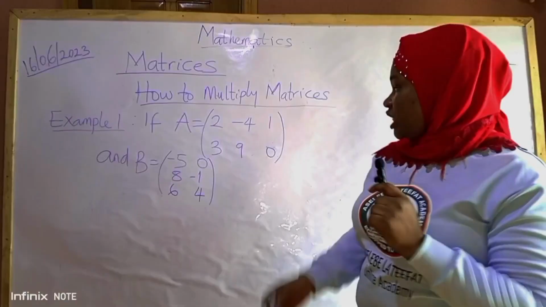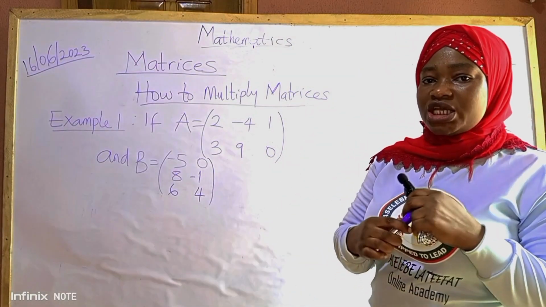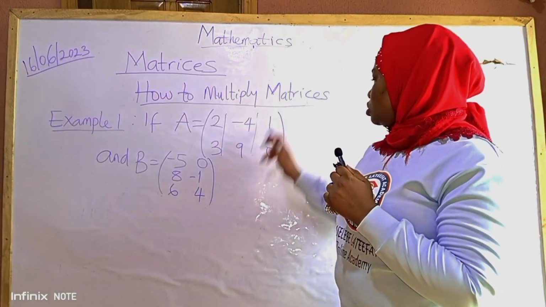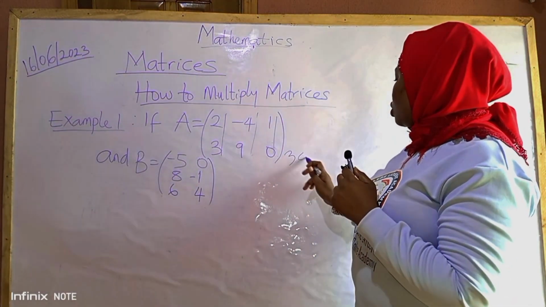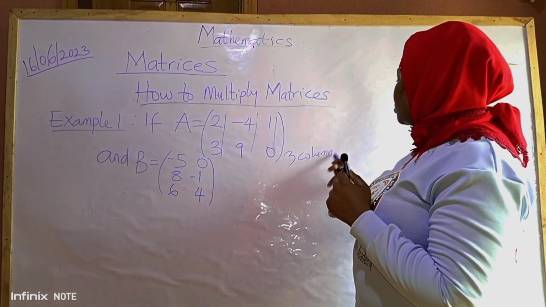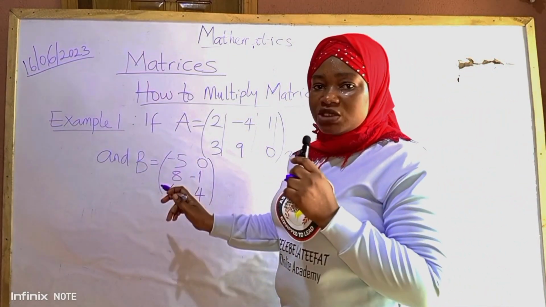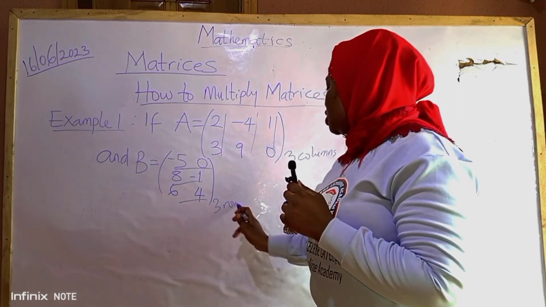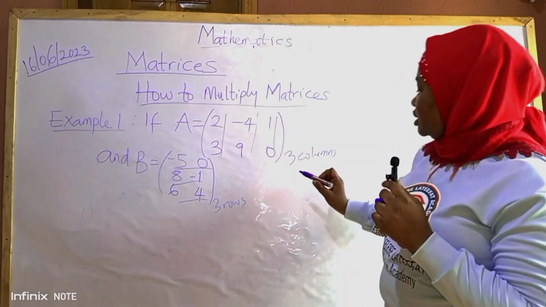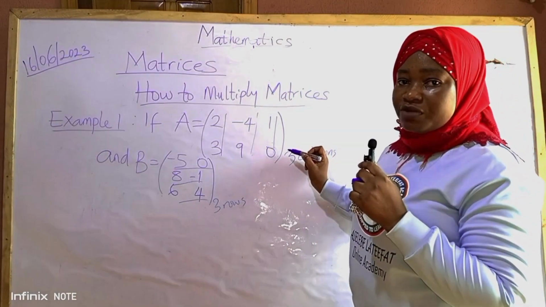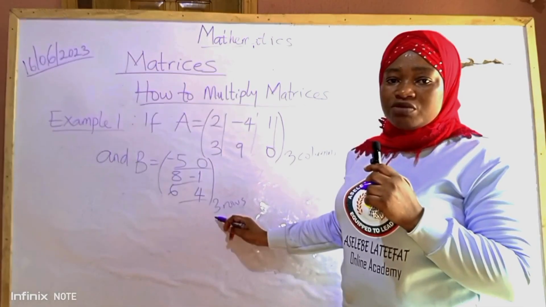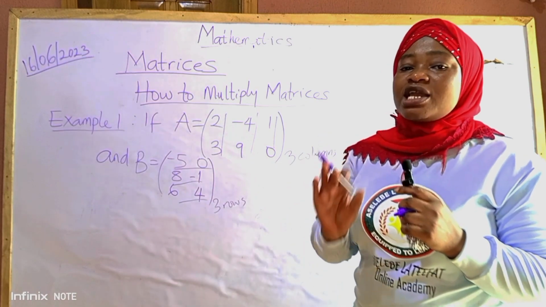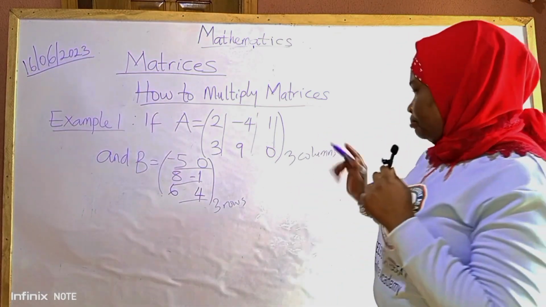So our answer will be order 2 by 2. Now, I told you that the first thing you have to check is the columns of the first matrix. What is the number of columns here? 1, 2, 3. So this one has 3 columns. And also the rows of the second matrix, 1, 2, 3. So it has 3 rows. Since the number of columns of the first matrix and the number of rows of the second matrix are the same, I can go ahead and multiply them.